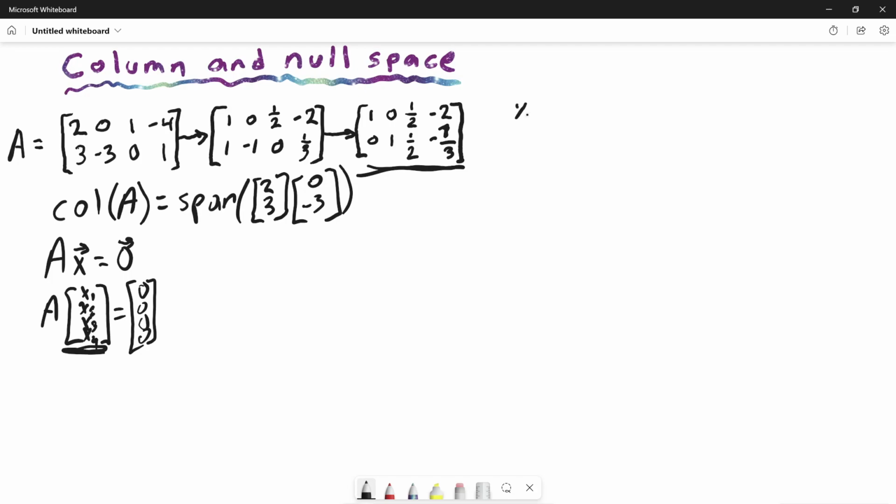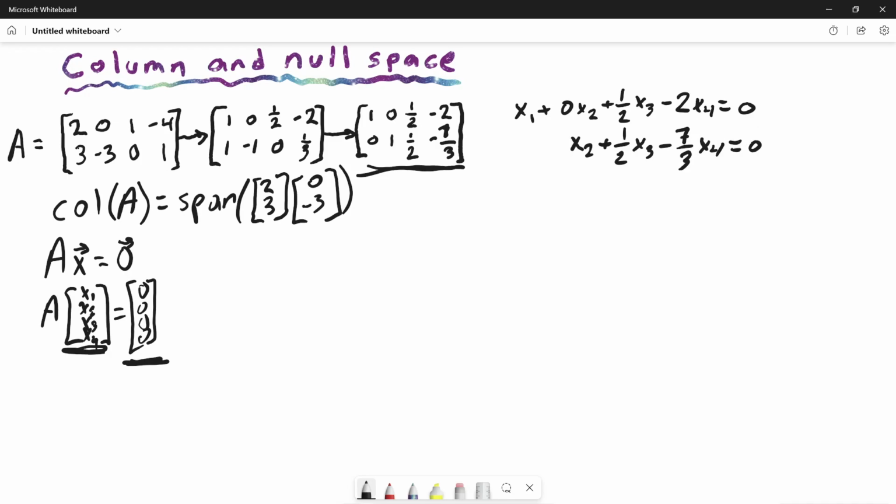So we're going to say x1 plus 0 x2 plus 1/2 x3 minus 2 x4 equals 0. Because remember, it equals this 0 vector here. And our next row, we have 1 x2 plus 1/2 x3 minus, that's supposed to be 7/3 x4 equals 0.